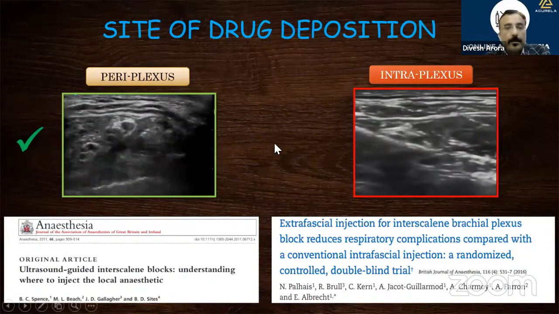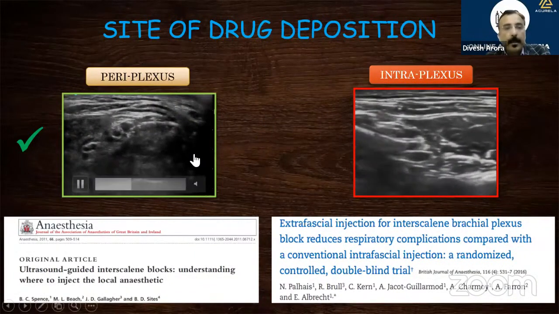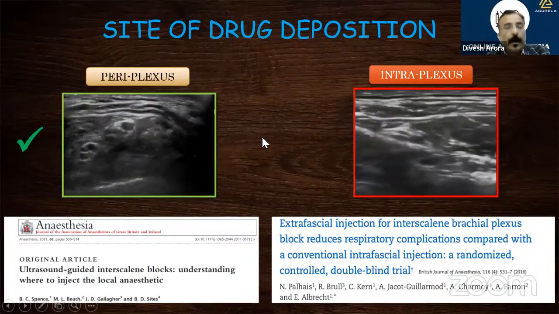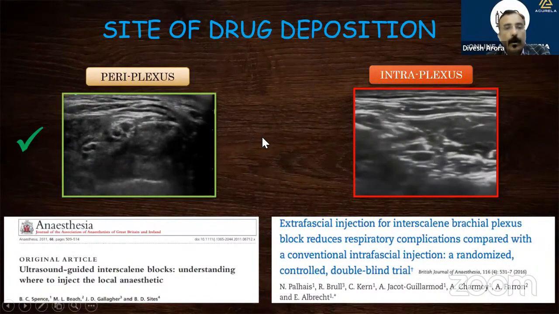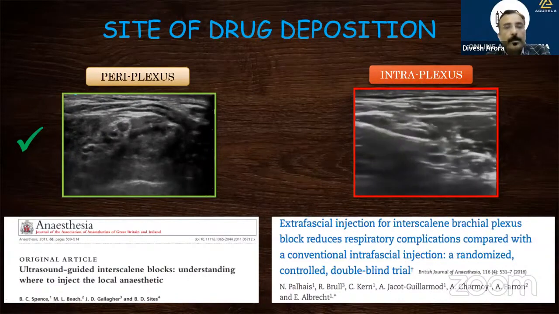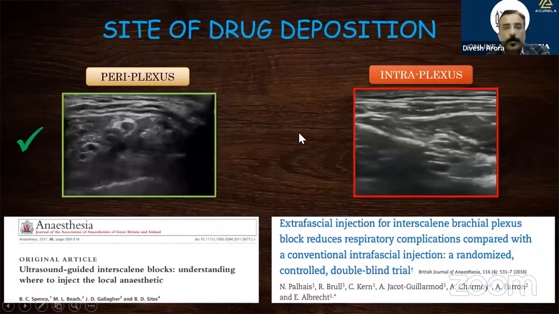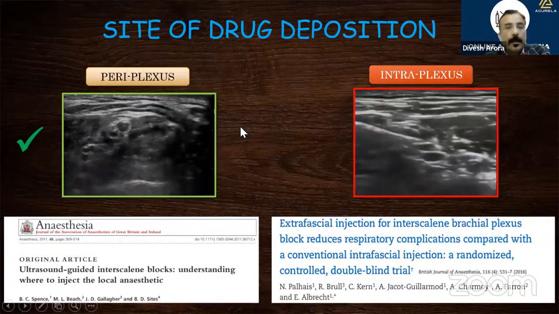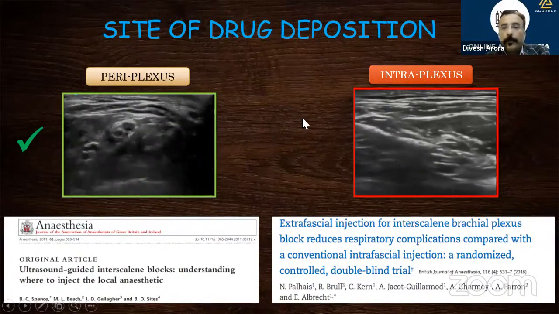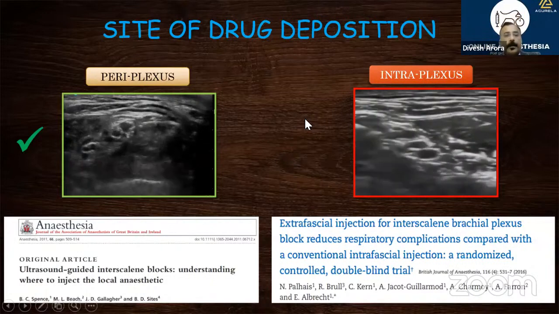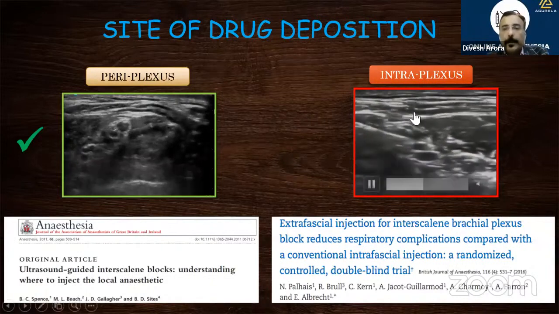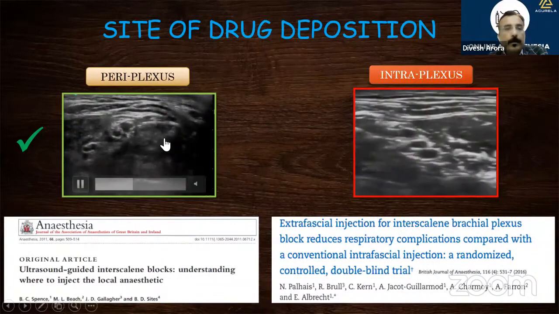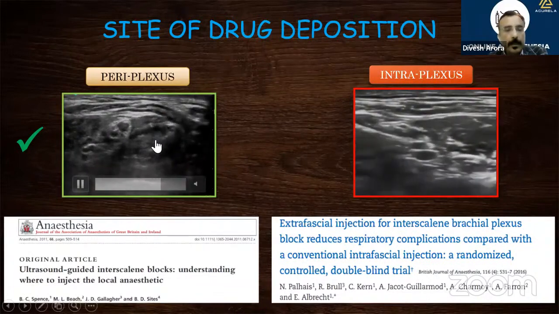So my friends, there is enough evidence in the literature that the periplexus approach is safer. Plus, in terms of analgesia and opioid requirement, it is not different from the intraplexus block. And the biggest advantage is that phrenic nerve palsy is drastically reduced. In one of the studies published very recently in the Indian Journal of Anesthesia, intraplexus had a 46% chance of phrenic nerve palsy, whereas for periplexus it was reduced to around 17%.